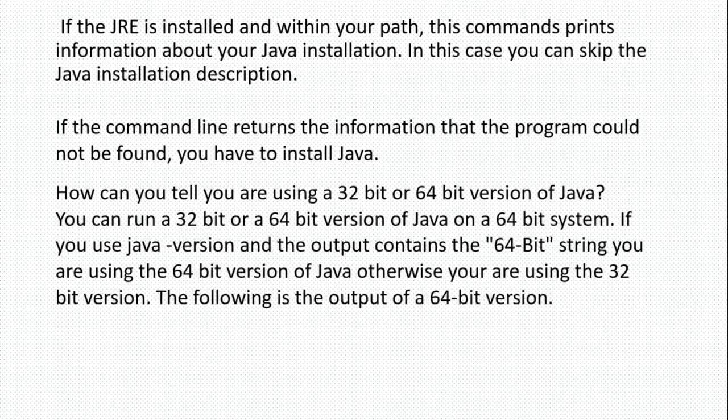How can you tell whether you are using a 32-bit or 64-bit version of Java? You can run a 32-bit or a 64-bit version of Java on a 64-bit system. If you use java -version and the output contains the 64-bit string, you are using the 64-bit version of Java, otherwise you are using the 32-bit version. The following is the output of a 64-bit version.